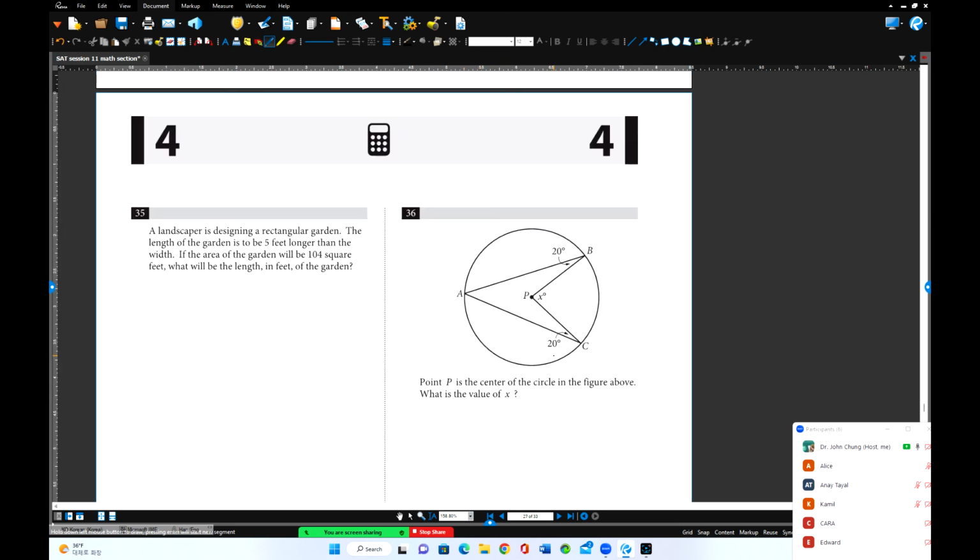Number 35, a landscaper is designing a rectangular garden. The length of the garden is to be 5 feet longer than the width. Width is x, length is what? x plus 5. The area of this garden is 104, right? What is the length? So x times (x plus 5) equals 104, right? We have to solve this one. x squared plus 5x minus 104 equals 0, okay? So what is this one?